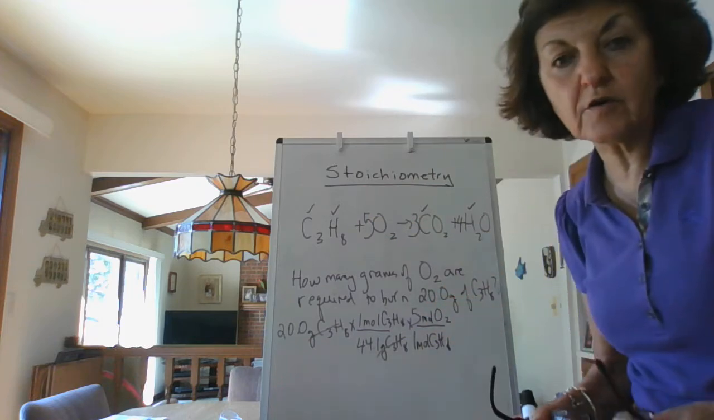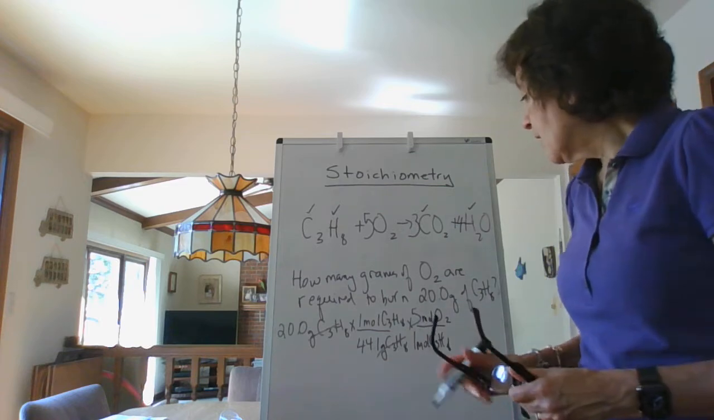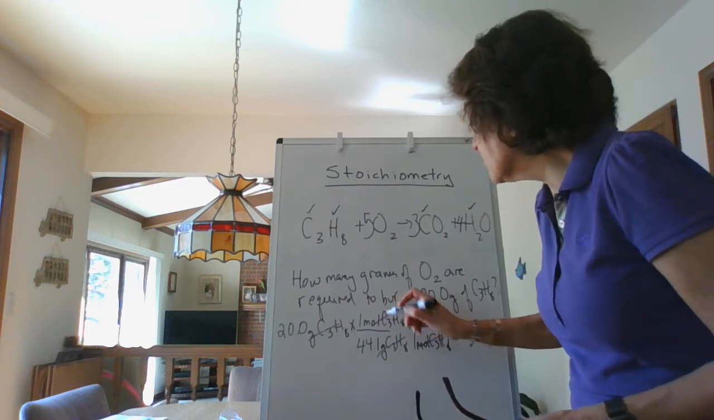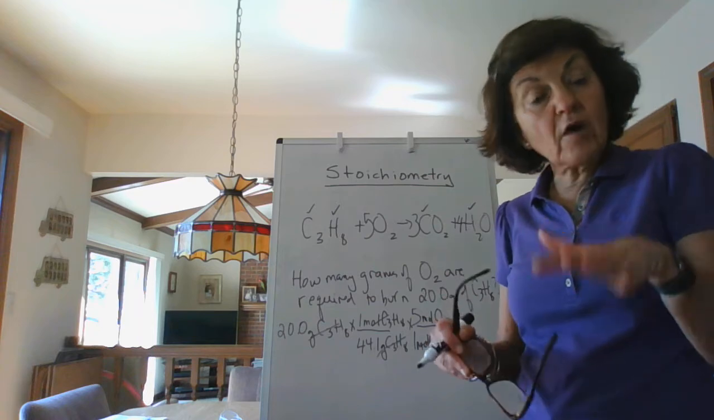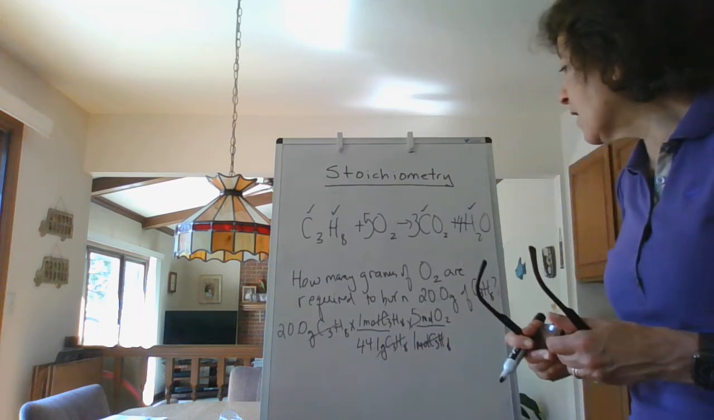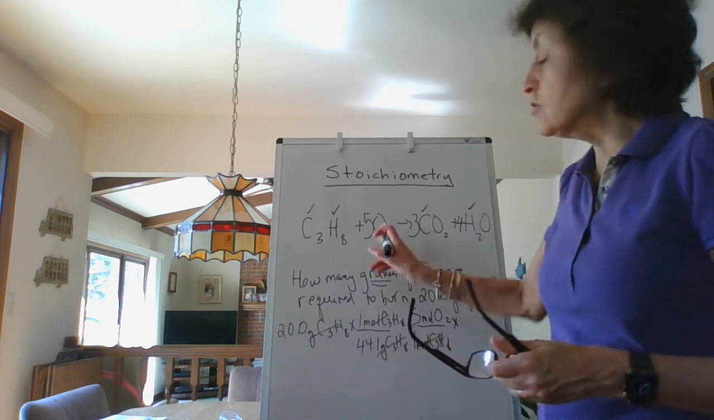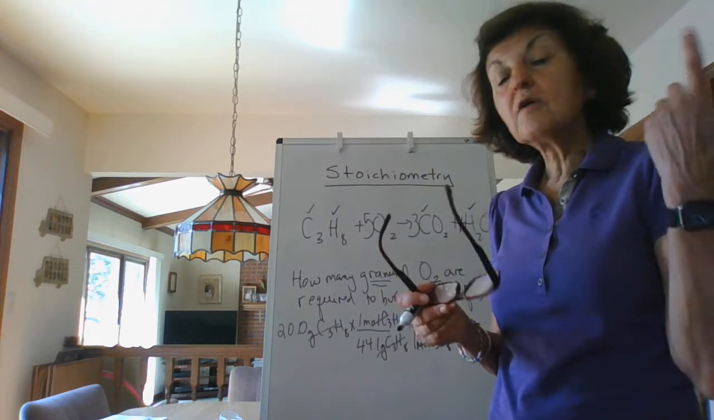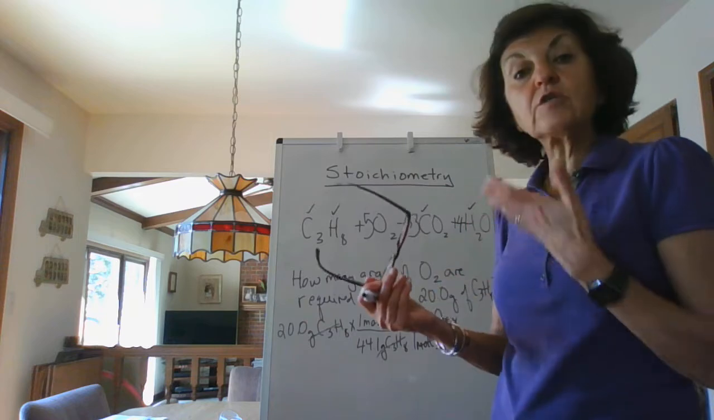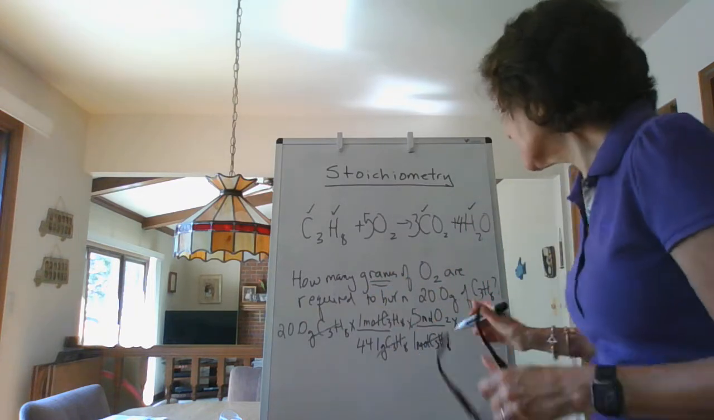Hopefully, so far, so good. Okay? Moles of propane have been canceled. Now that we have moles of oxygen, we can now get grams of oxygen. Now, you see oxygen is a diatomic molecule, so obviously this is 32 grams per mole.